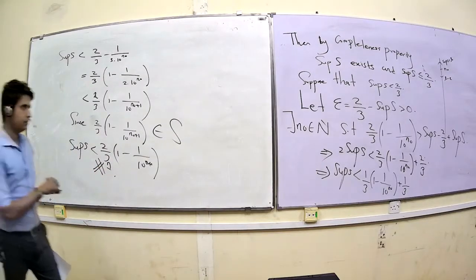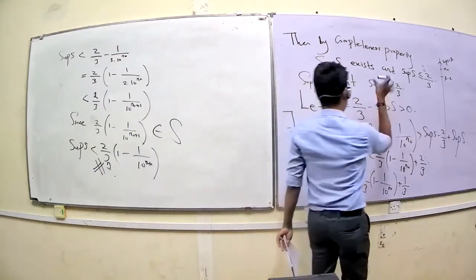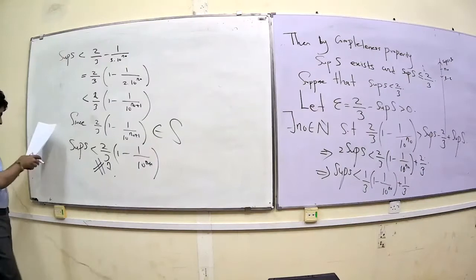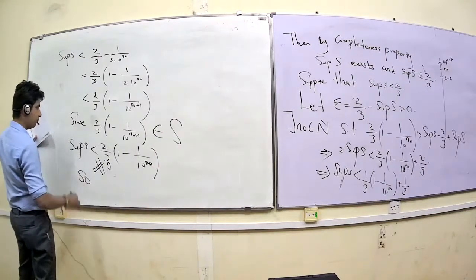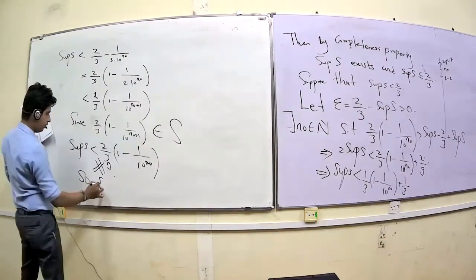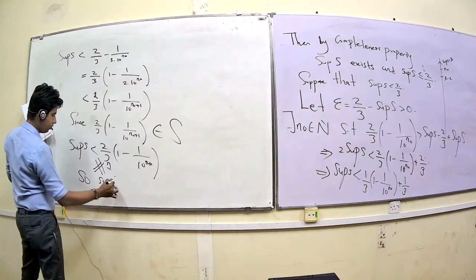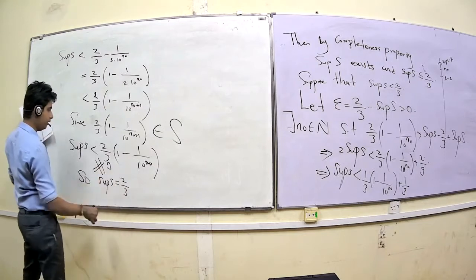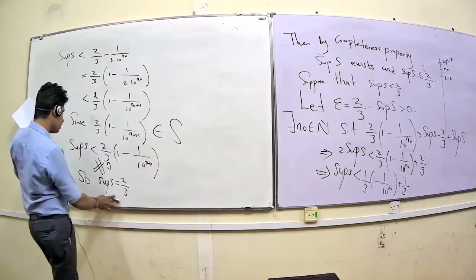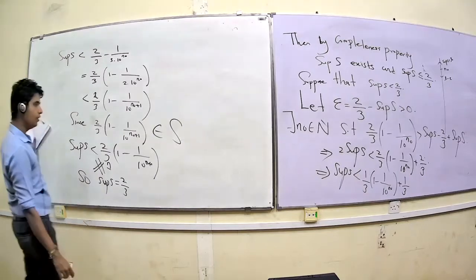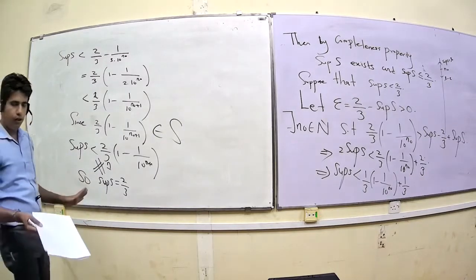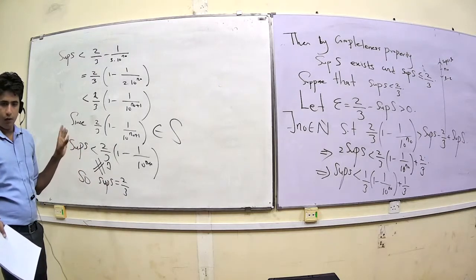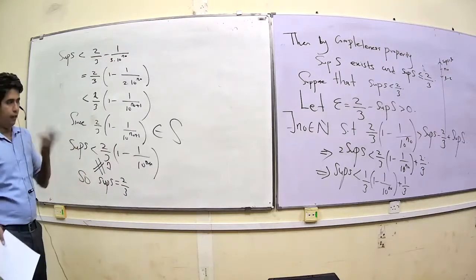Contradiction means our claim is wrong. Supremum of S less than 2 by 3 is wrong. Therefore, from this one, you can take the value of supremum equal to 2 by 3, because less than 2 by 3 is not possible, because a contradiction exists. Therefore, supremum is equal to 2 by 3. Right? Now we found the value for the supremum of S.